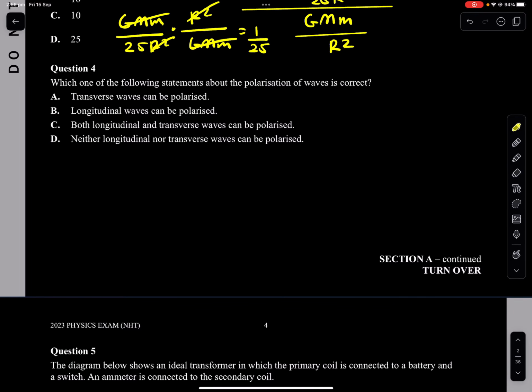Which of the following statements about polarization of waves is correct? Now, you should know that only one kind of wave gets polarized, and that's transverse waves. That's the only thing that you should know in this study design. So it says transverse waves can be polarized.